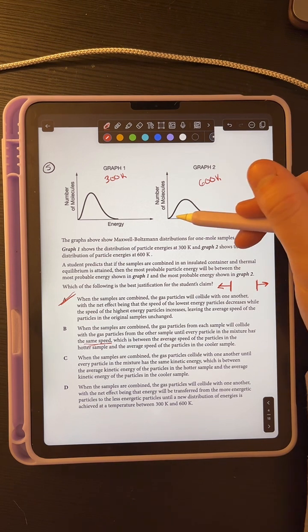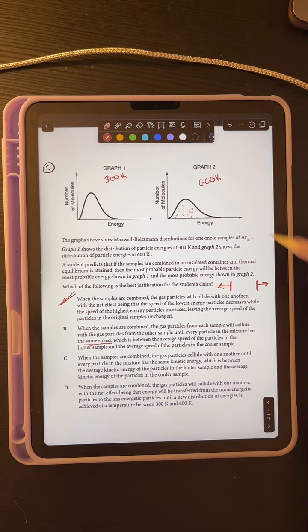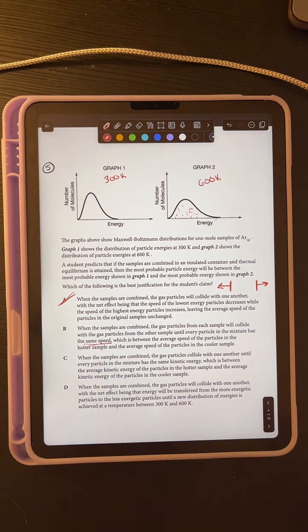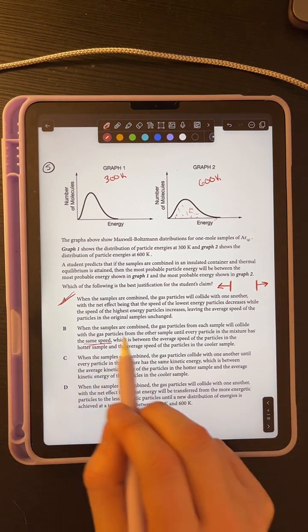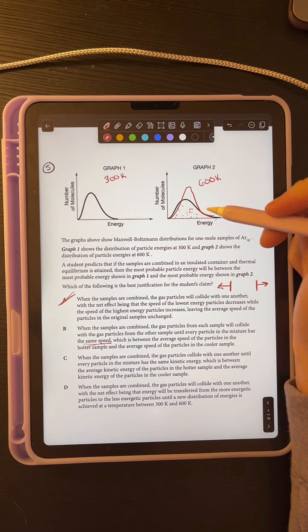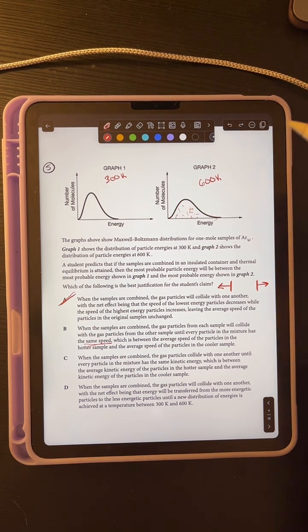Now, if we have molecules at different energies, they're going to have different speeds. This is the most probable kinetic energy, right? So if we're colliding them, speed and energy are not the same. So if we have all of our samples at the same speed, we no longer have a new sort of peak here. Instead, we have just a straight line if they're all at the same speed. So unfortunately, B is also incorrect, and it was that keyword same speed there.